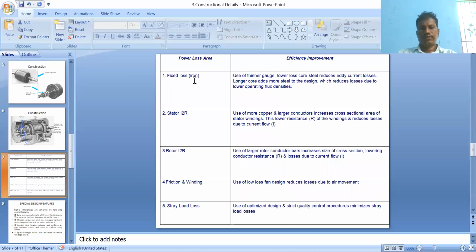Now, regarding power losses and efficiency improvement, what are the methods to take? These points were already discussed in the first slide of this topic. Stator copper loss: use thinner gauge, more copper and larger conductors. Rotor copper losses: use larger conductors. Friction and windage losses: use a low loss fan design that reduces losses due to air movement. Stray load losses: use optimized design and strict quality control procedures to minimize them. These points were already covered in the first chapter, and the same theory is presented here.